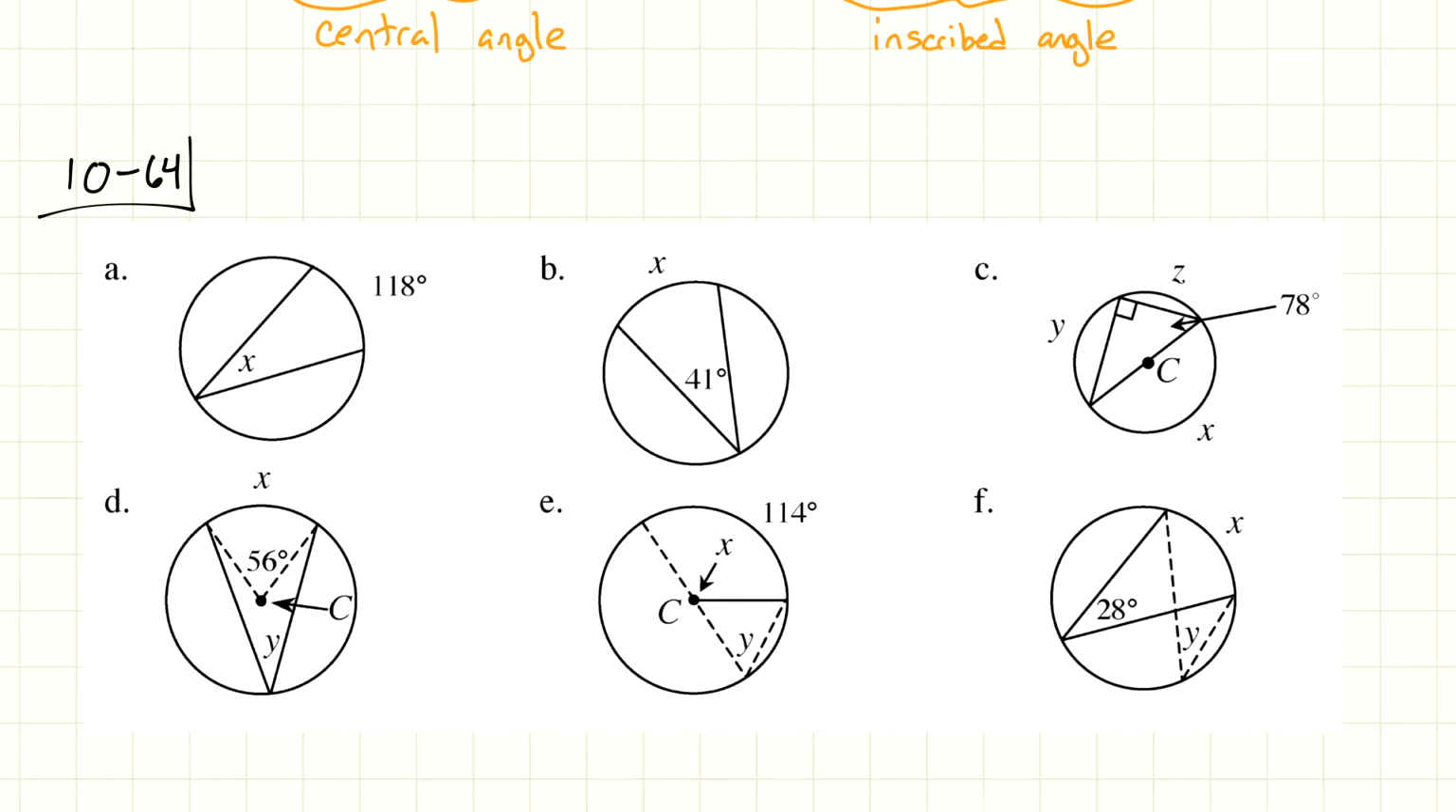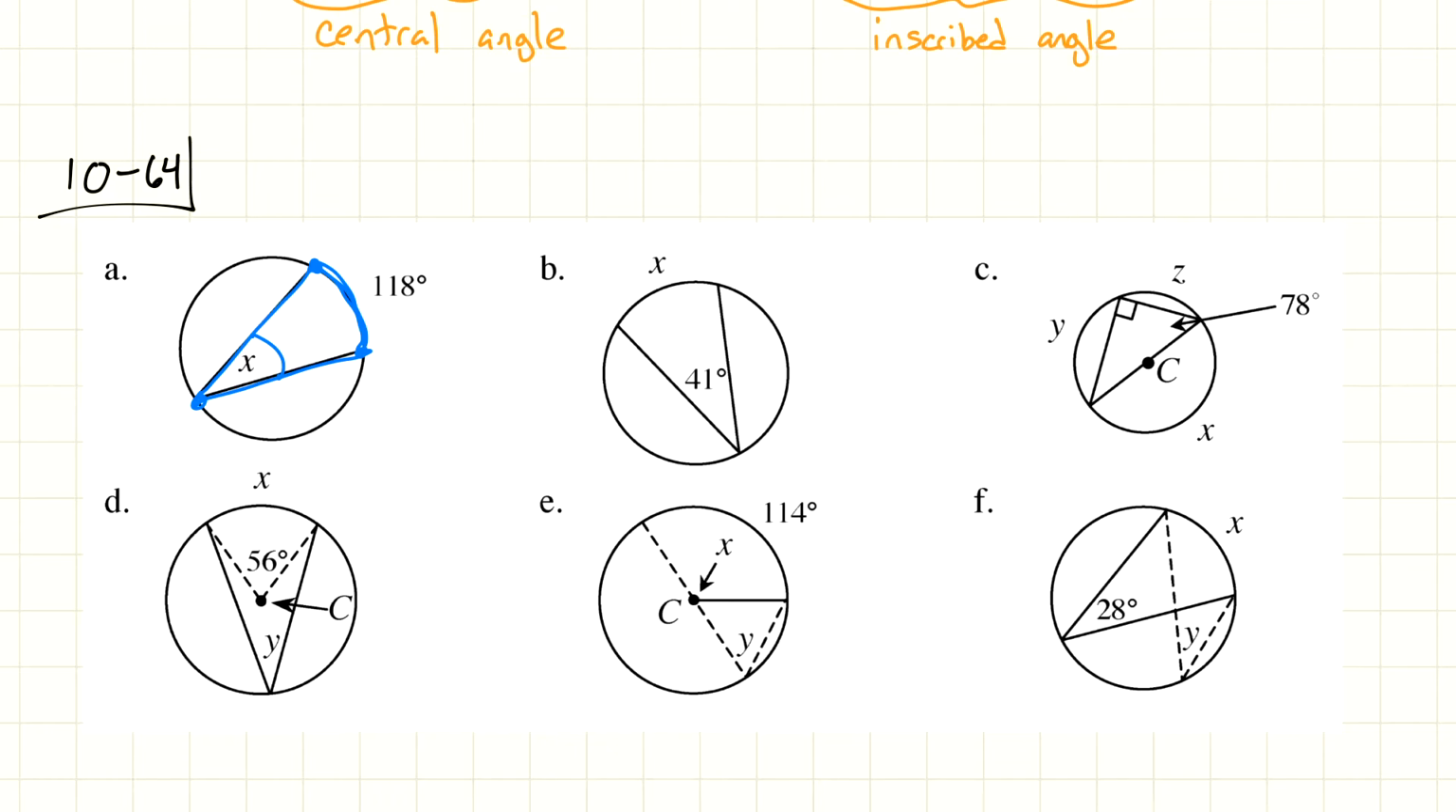Kind of my thought process. I'll try to go through these quickly. So let's start with the first one, part A. I notice a couple of things. I have an inscribed angle given because it's on the circle, which means I need to figure out the measurement of the inscribed angle, and it seems like the only thing I know is this arc.